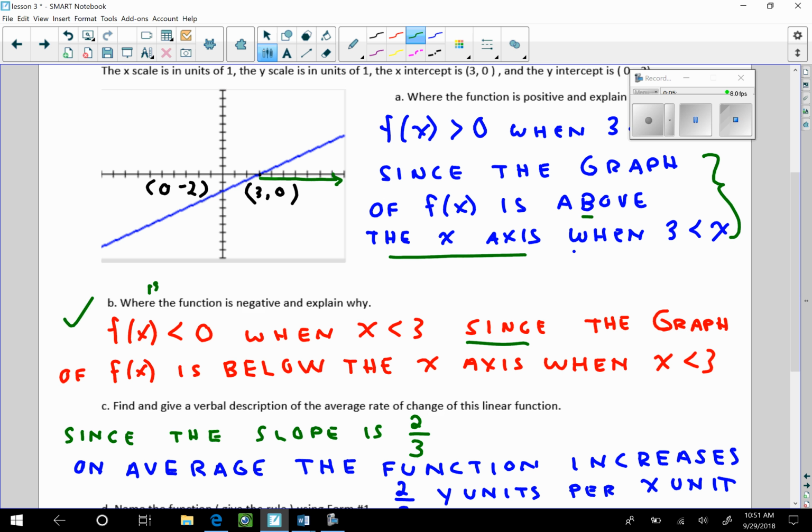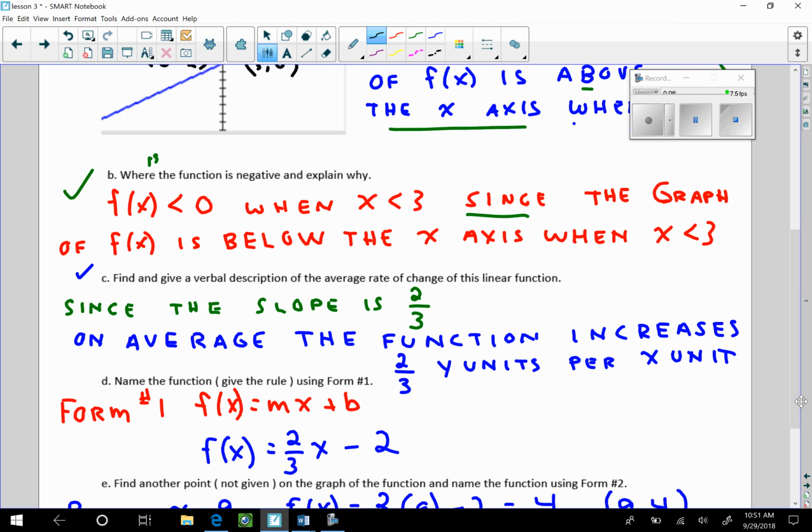Please do not make this more difficult than it is. Okay? So again, part C asks us to find and give a verbal description of the average rate of change. We can calculate the slope analytically by using these 2 points. But if we look at stickman, we see that stickman would be walking up 2 and over 3, and therefore the slope is 2/3.